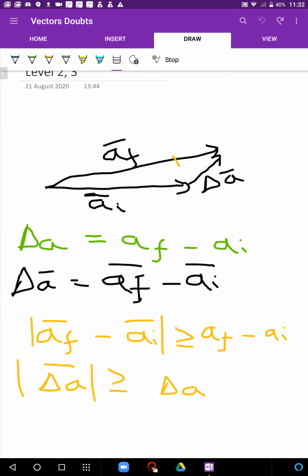First and foremost, this is delta A bar. This is the change in the vector. This is the length of vector A bar initial. So this is AI. Do you see that if I were to draw a circular arc like this, do you see that this length is also AI?